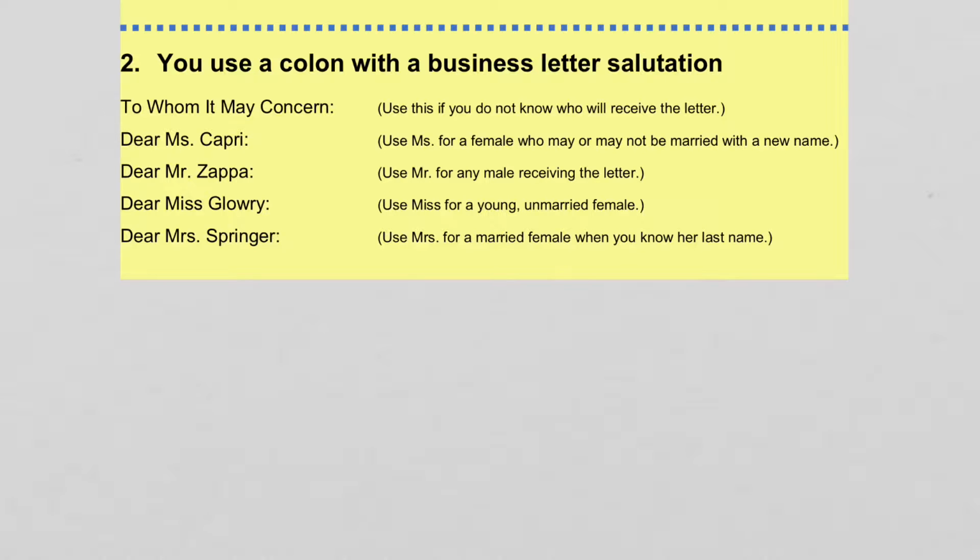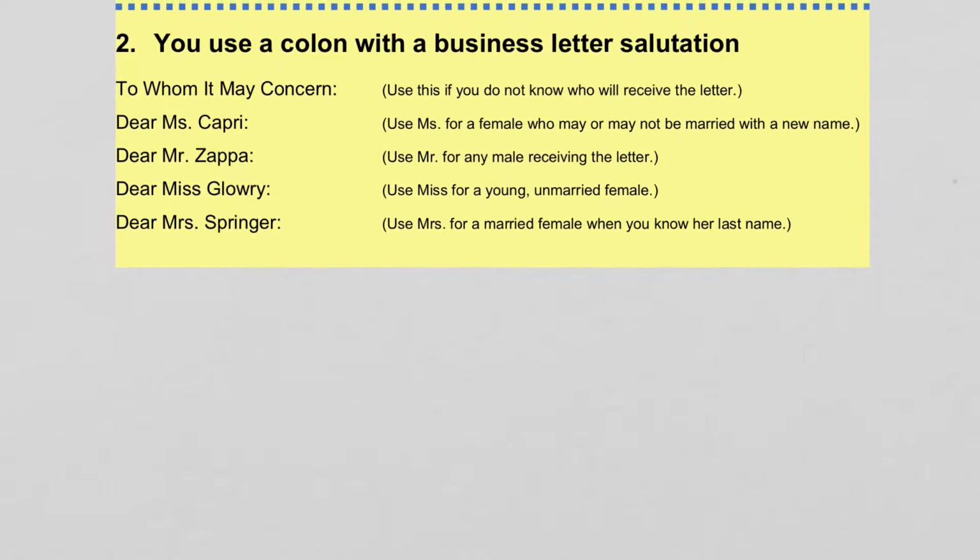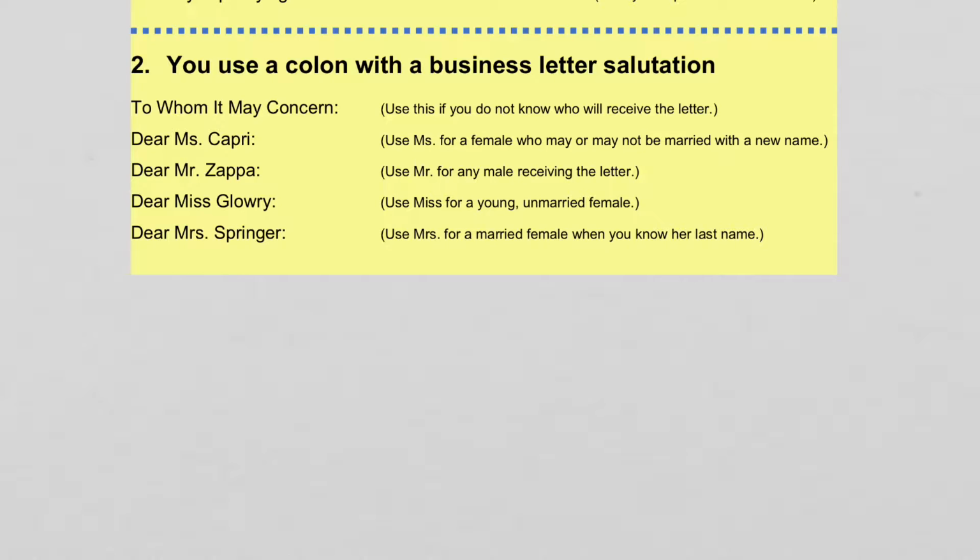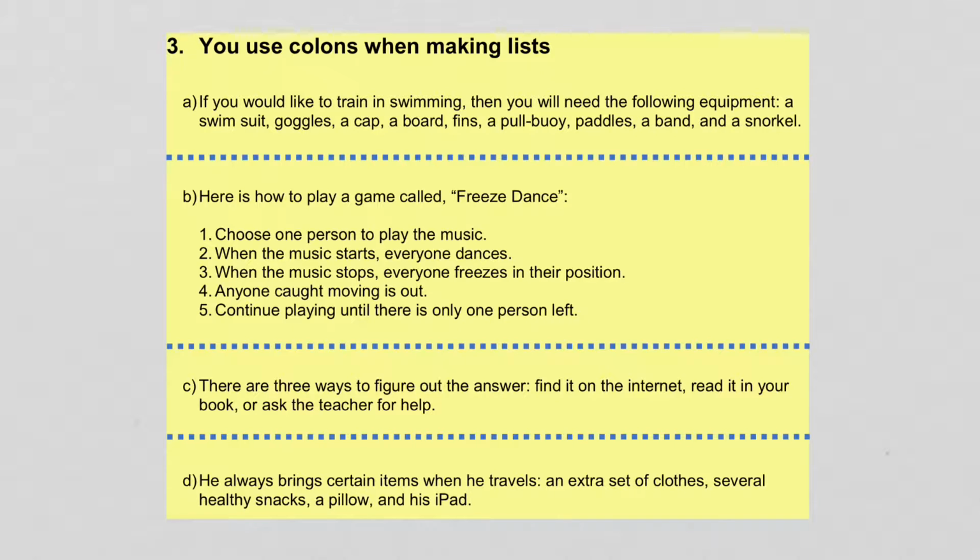Dear Miss Glowry, so you would use Miss for a young unmarried female. And last example, Dear Mrs. Springer, use Mrs. for a married female when you know her last name. Right? I mean, if you're not sure, again, if you're not sure if a woman is married and if she's changed her name or not, I know myself, I'm married, but I never changed my name. So if people are referring to me, then I would want them to call me Ms. Cole.